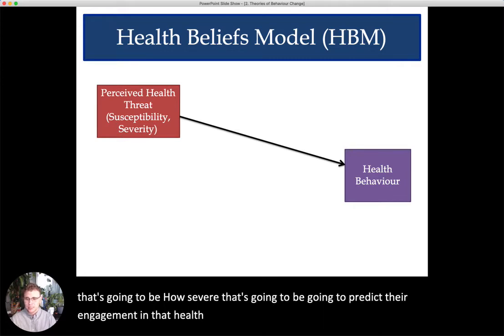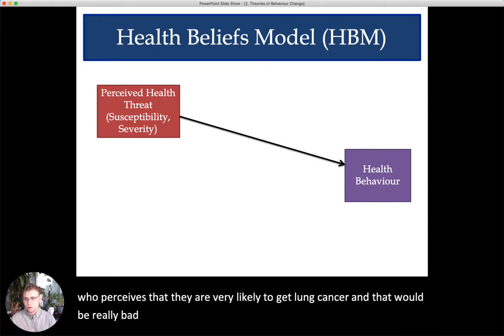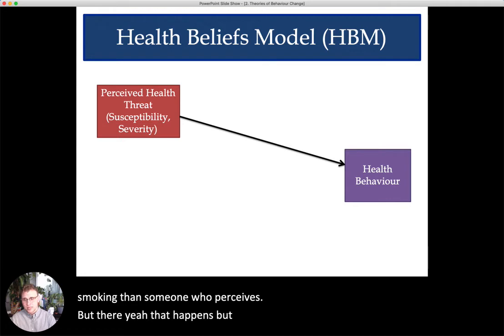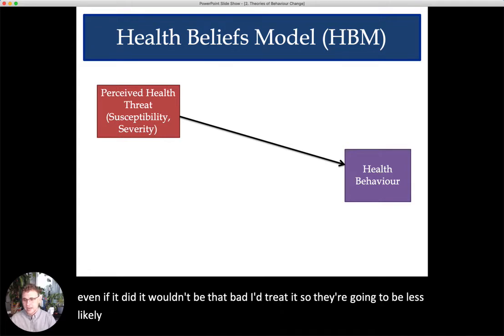So here they would say someone who perceives that they're very likely to get lung cancer and that it would be really bad and debilitating is going to be more likely to quit smoking than someone who perceives that it happens, but it's not going to happen to me, and even if it did, it wouldn't be that bad, I'd treat it. So they're going to be less likely to engage in that health behavior. That's what this model is predicting.